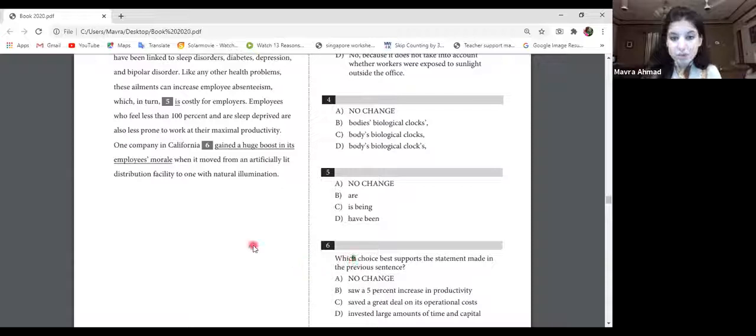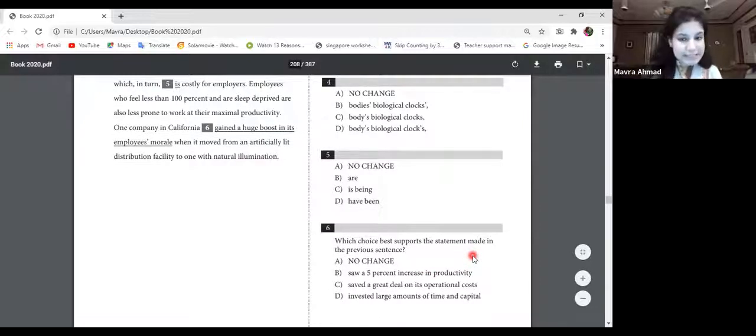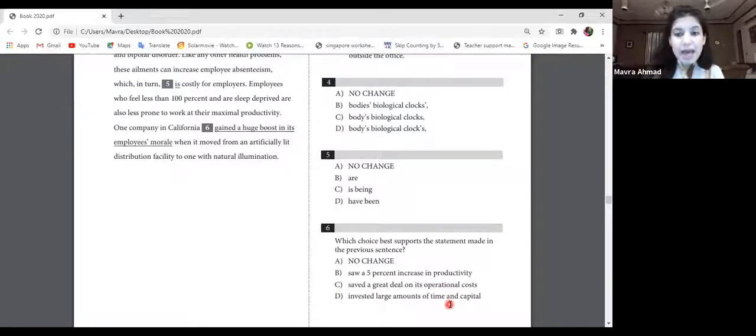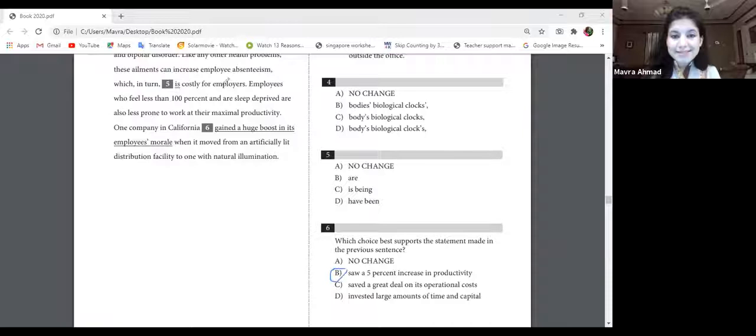A, no change. B, saw a 5% increase in productivity. C, saved a great deal on its operational costs. D, invested large amounts of time and capital. अब यहाँ पर जो सबसे appropriate choice है मेरे ख्याल में, that is going to be option B. Why B? Because when you look at the sentence, it ends talking about productivity.